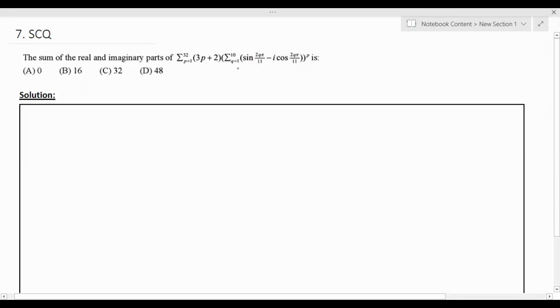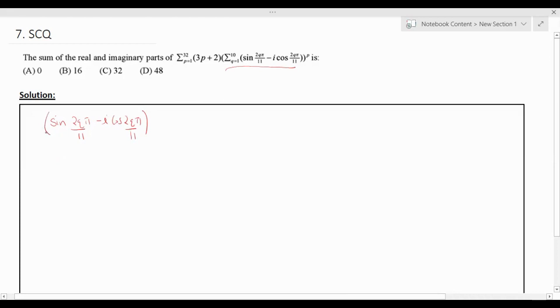Observe this. See, this question is in two parts actually. There are two summations given. One summation is there as q is varying, and one is when p is varying. So see, this summation is inside of this summation. So first we need to solve this inner summation. So I'm going to take this bracket term first, which is sine of 2q pi by 11 minus i cos of 2q pi by 11. So I'm going to consider this term.